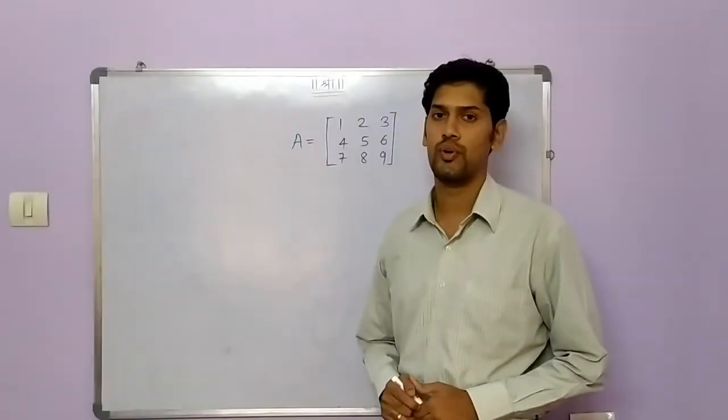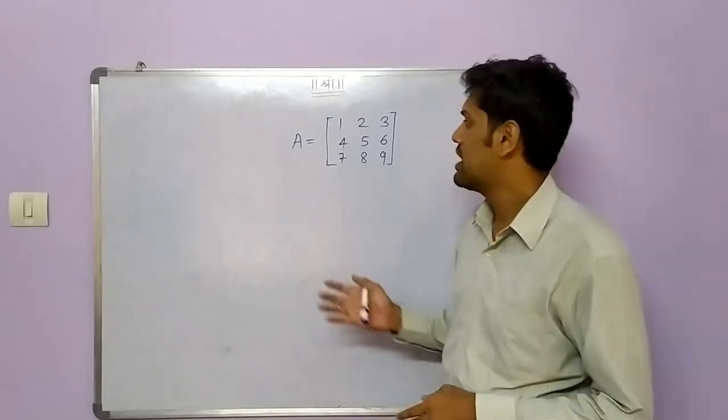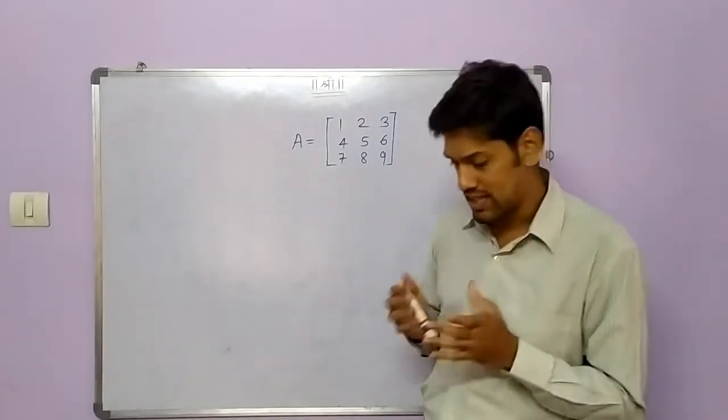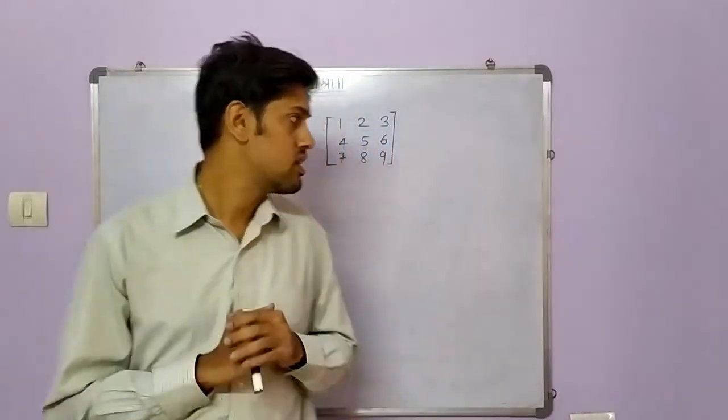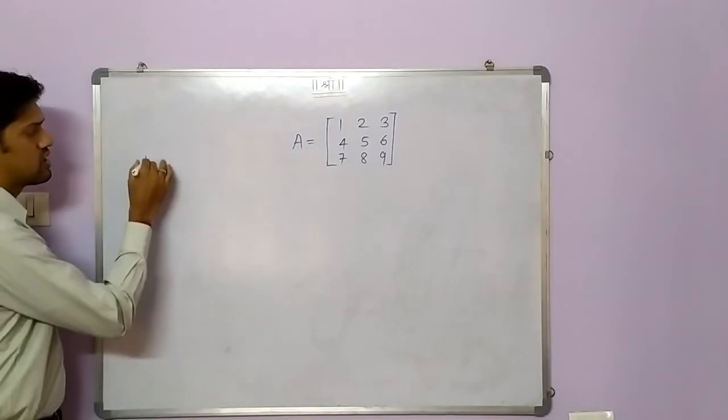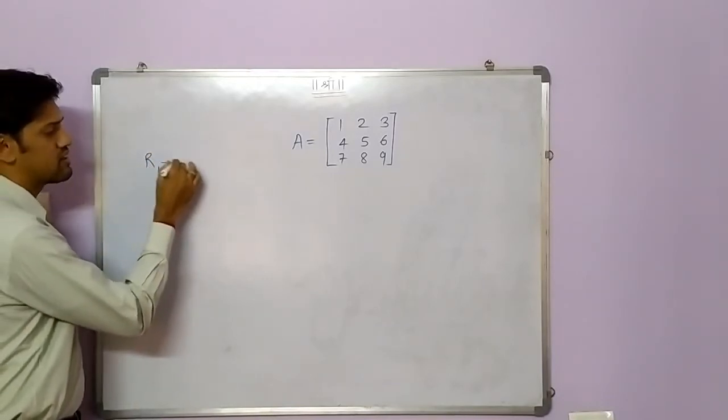The third elementary operation is that we can multiply any row with a scalar and then add it to some other row. The same can be done with a column. I will show you this with an example. What I will do is, I will take R1.